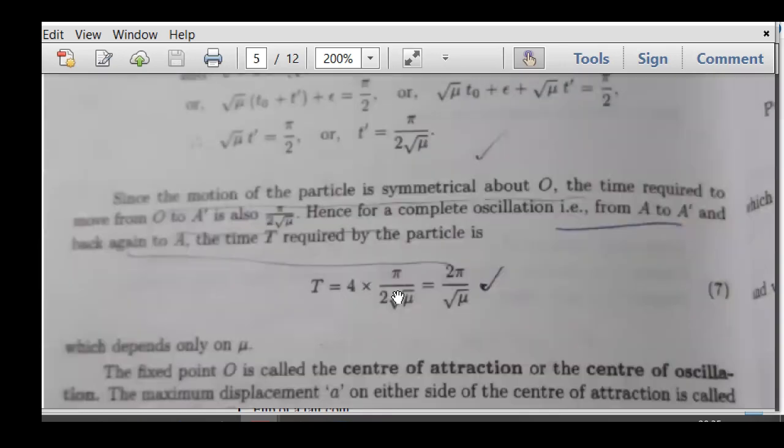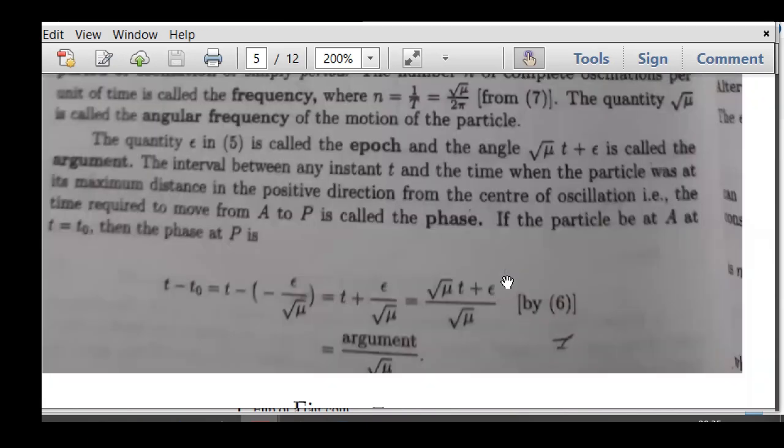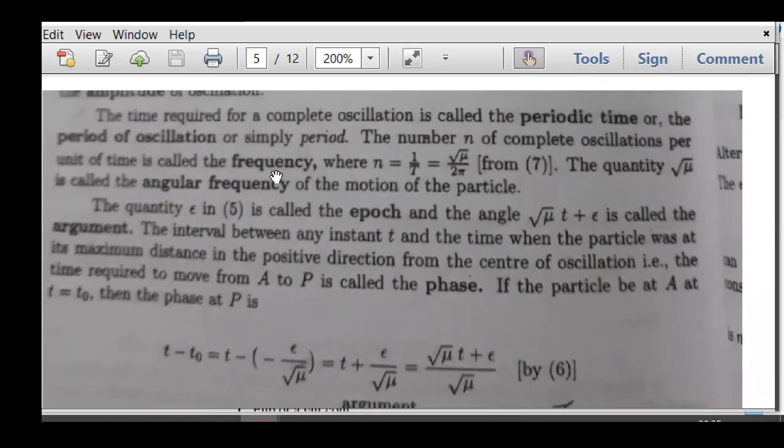Now once you get this, another simple thing I have to mention here, that is the epoch. The angular frequency is nothing, as I said, if you cover n number of complete oscillations per unit time, that is the frequency, then n is nothing but 1 by time period. So this is the thing, because we have already calculated p, you can simply say this is coming.